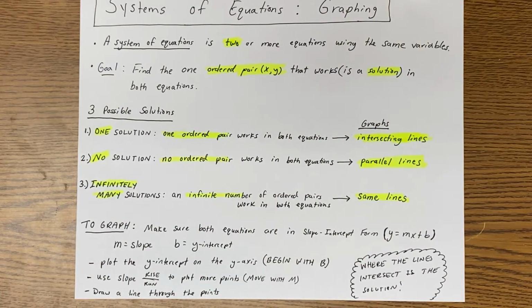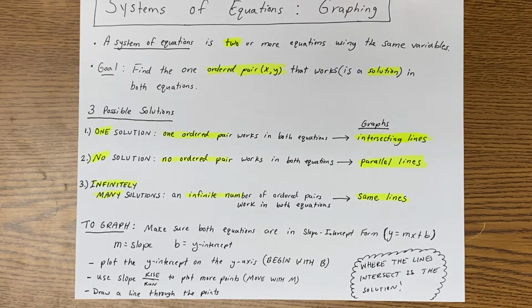So down here, just remember how to graph. Make sure both equations are in slope-intercept form. That's y equals mx plus b. We already know that. We've spent a lot of time on that, and I told you we're going to use slope-intercept form a lot. Here's where it's going to come back into play. Remember, m is our slope, b is our y-intercept. We always begin with b. That's plotting the y-intercept on the y-axis. Then we move with m. Remember, we use slope, or rise over run, to plot more points.